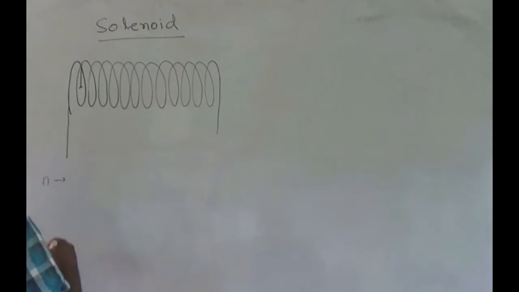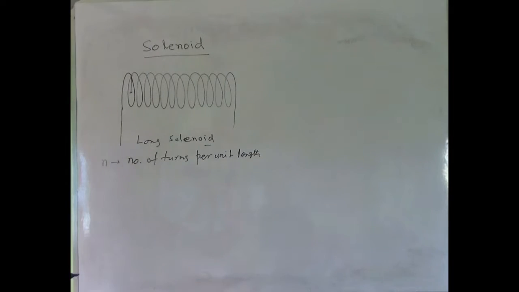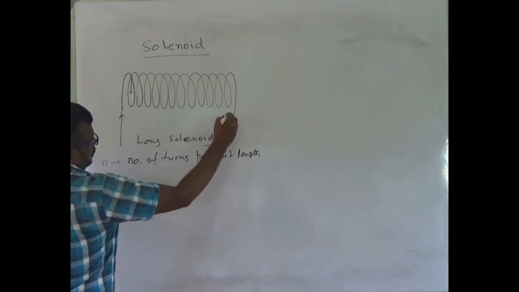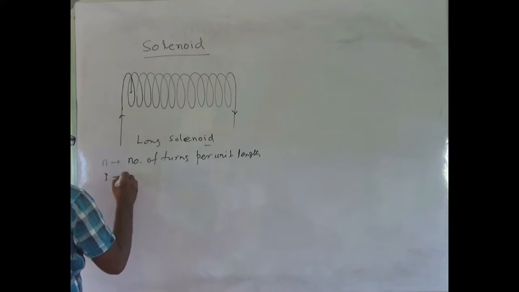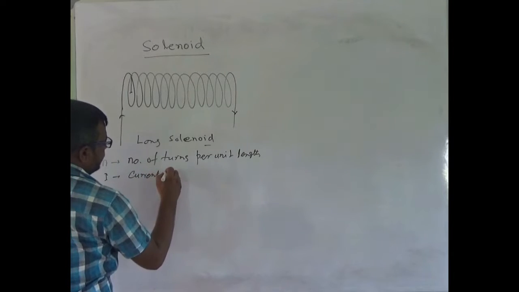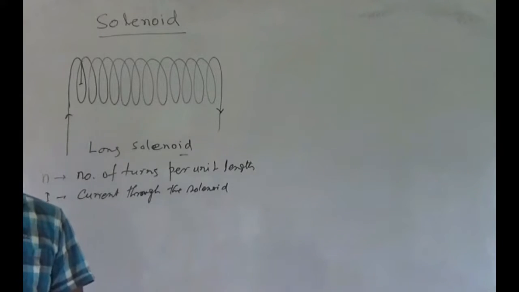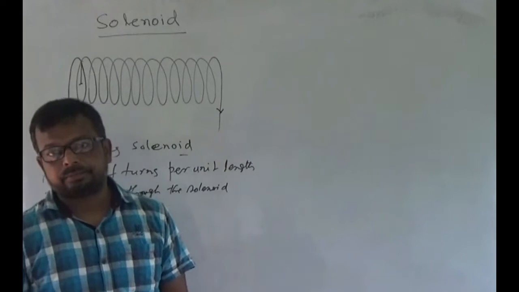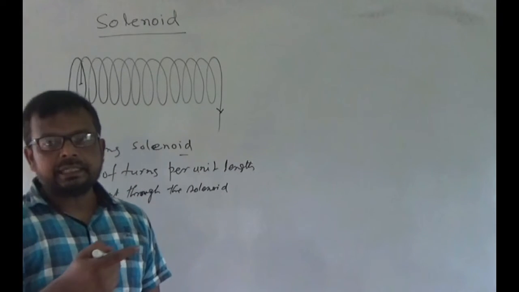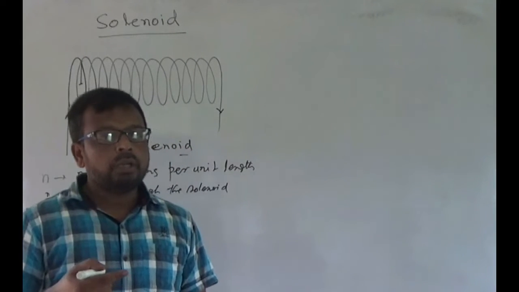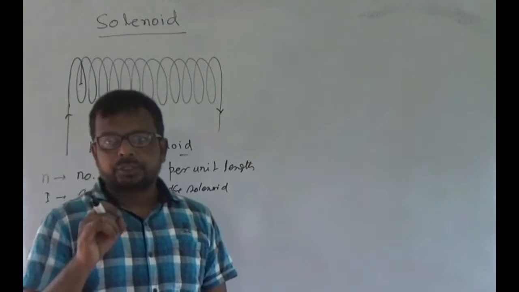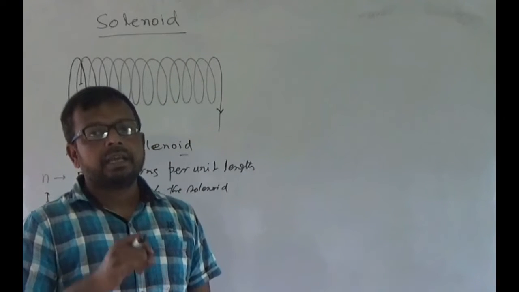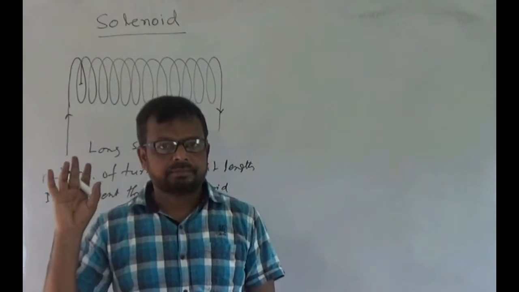Small n is the number of turns per unit length. Let us say the current through the solenoid is I. Each loop current is I. The magnetic field inside the solenoid will be almost uniform, strong and directed along the axis of the solenoid.